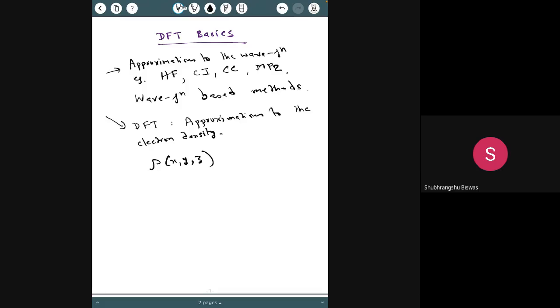But there were two theorems by Hohenberg and Kohn, and then finally a procedure that was proposed by Kohn and Sham, which were actually game changing in DFT. So the two most important things are the Hohenberg-Kohn theorem and the Kohn-Sham procedure.